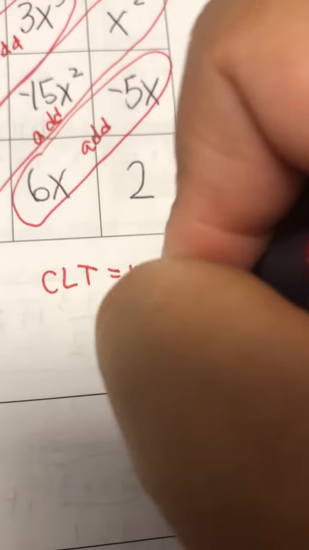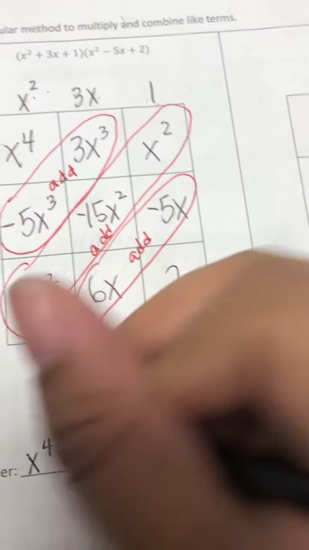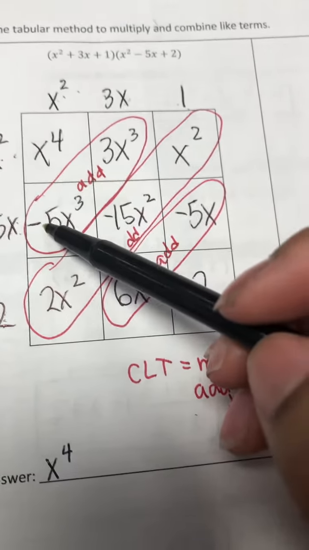So every time you see me write CLT, that means combine like terms. So now my final answer would be x to the fourth. Negative 5 plus 3 is negative 2. So negative 2x cubed. I don't know why I wrote squared. And then 2 plus negative 15 is negative 13.